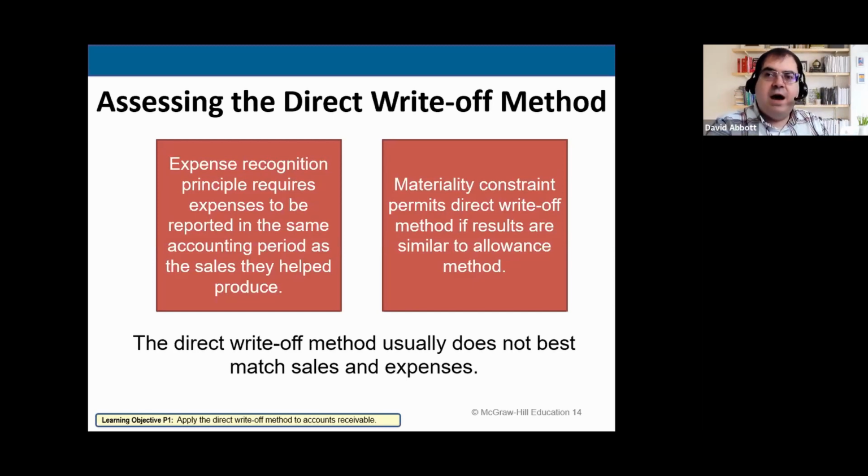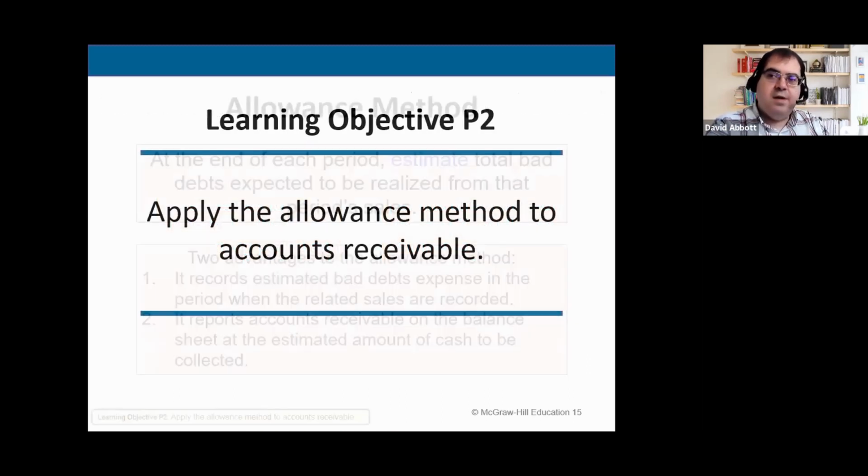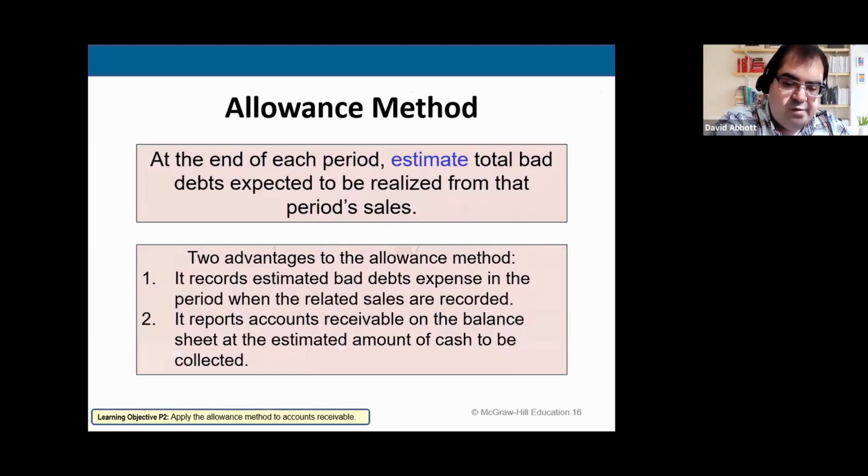So now we'll talk about using the allowance method. The allowance method for bad debts matches the estimated loss from uncollectible accounts receivable against the sales that they help to produce. We use estimated losses because when sales occur, sellers do not know which customers will not pay, obviously. They expect that their customers would pay them. Otherwise, they wouldn't make the sale on credit.